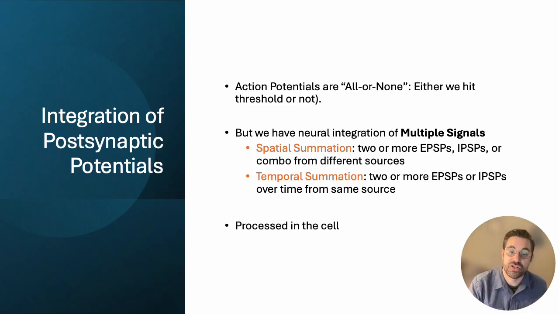And temporal summation is over time. Temporal means time. So where you have two or more signals, EPSPs or IPSPs, from the same source, but just right away. So boom, boom, boom, boom. The neuron itself processes these, and it's going to add them up: add up the EPSPs, add up the IPSPs, and see where we end up. Let's walk through this just quickly because sometimes these ideas are difficult.